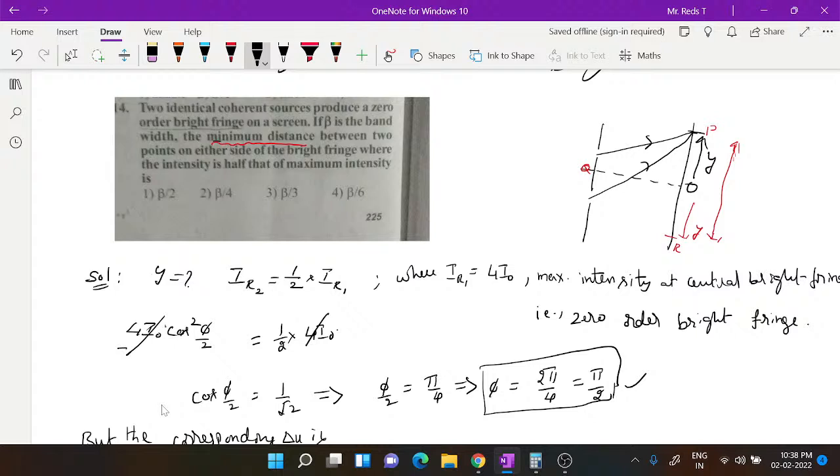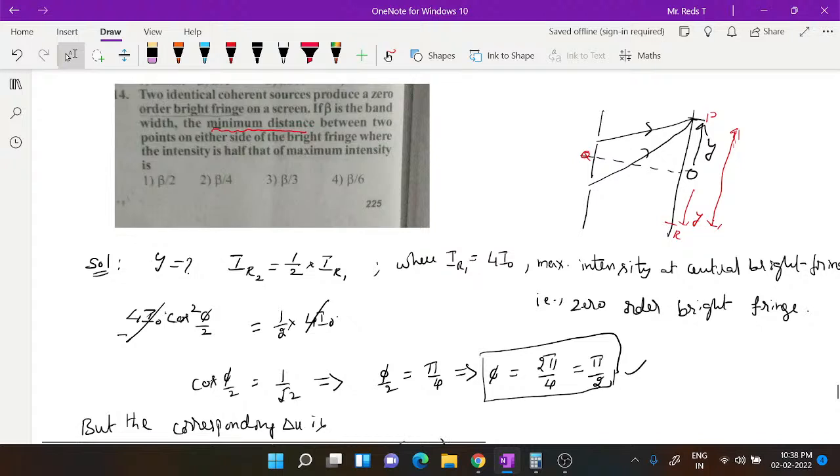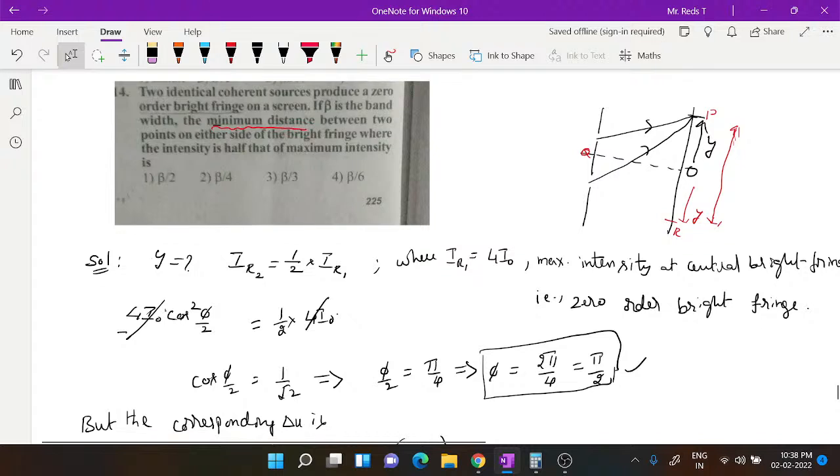For what angle do we get 1 by root 2 for cos? For 45 degrees or pi by 4 radians. So phi by 2 is equal to pi by 4 radians, or phi is equal to 2 into pi by 4, or 2 pi by 4, which is pi by 2 radians. If the two waves interfere at a point with this phase difference, then the intensity at this point will be half of the maximum intensity at the central bright fringe.